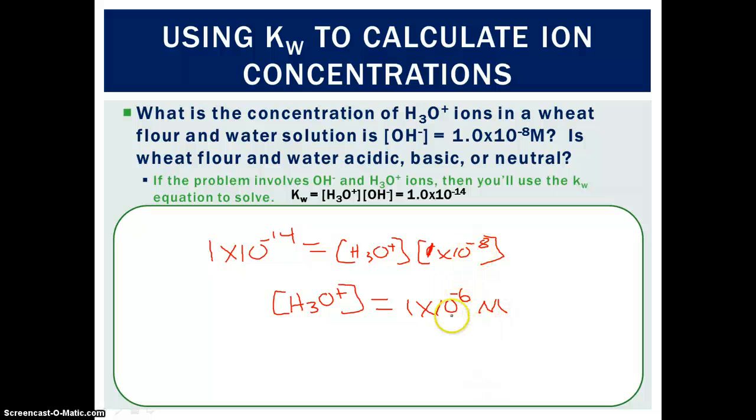I need to compare these two numbers to decide if it's an acid or a base. The hydronium ion concentration is 1 times 10 to the negative 6th, and the hydroxide is 1 times 10 to the negative 8th. The bigger the negative number in the exponent, the smaller the number. So the hydronium ion concentration is greater than the hydroxide ion concentration. So this is an acid.